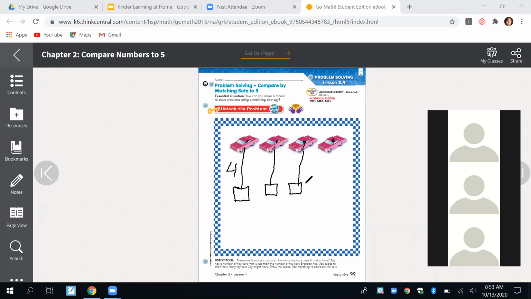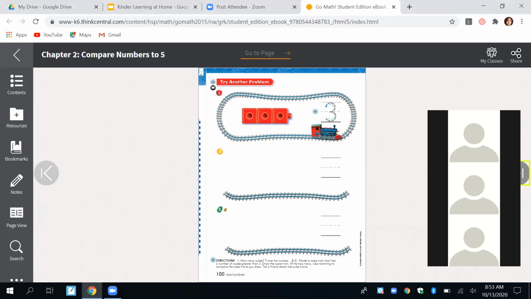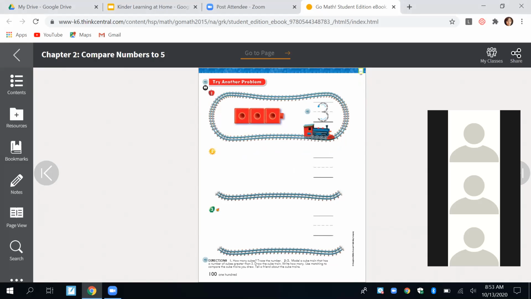So we're going to turn the page. Page 100, a big number, 100. Okay, we're going to try another problem. They're showing us that there are 3 cubes. Let's count them to make sure. I'm going to use my pointer to make sure I count them all and they did it right. 1, 2, 3. There's my number 3. Yeah, they were right.